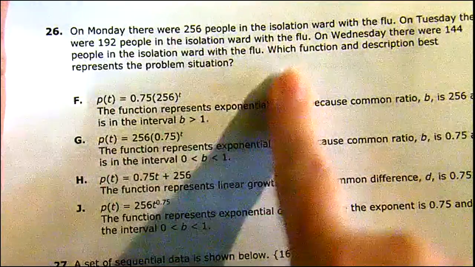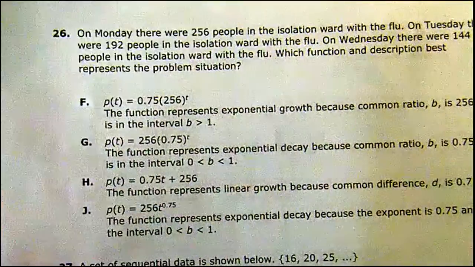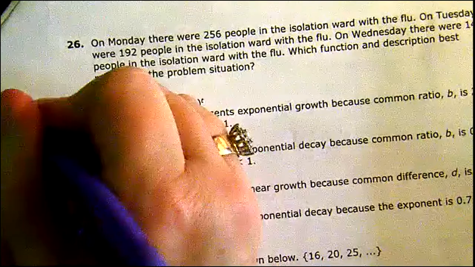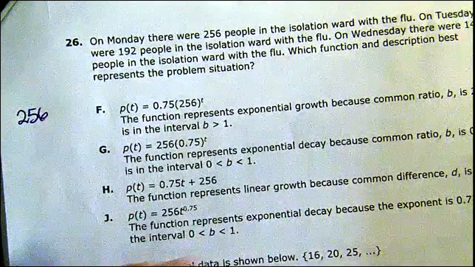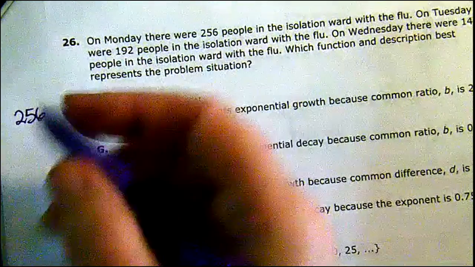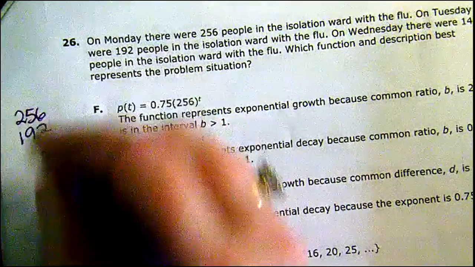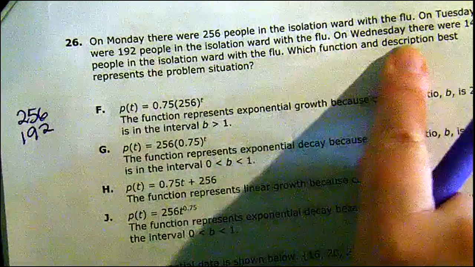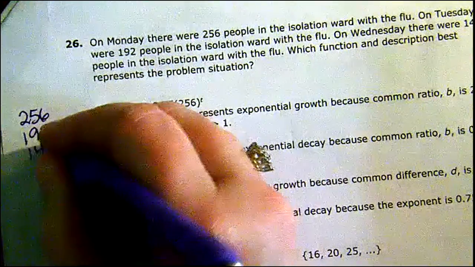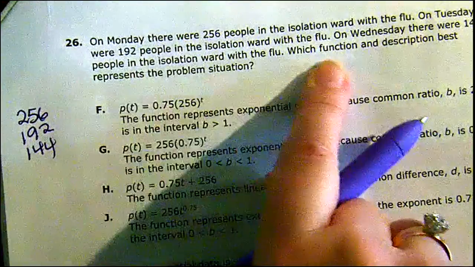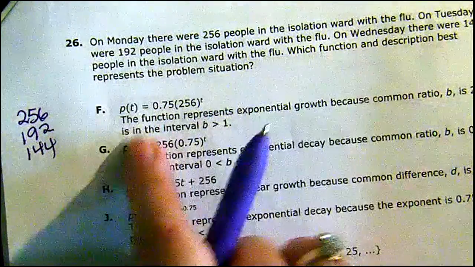This one, I think H is correct, number H. For this one, 26? Yes, for 26. At the beginning, it's 256, and then on Tuesday, 192. Wednesday, there's 144. Which function best describes the problem situation?